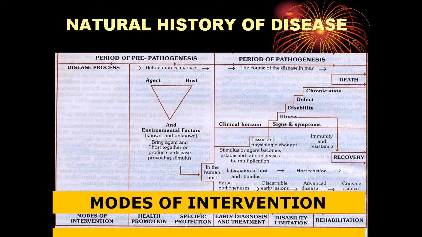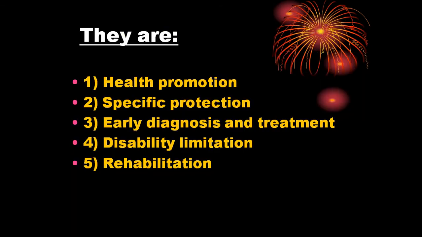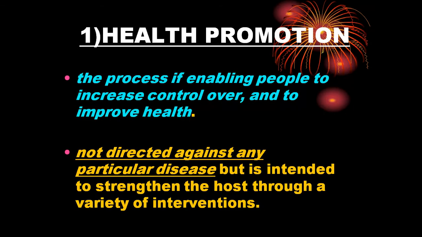One thing you will appreciate is that there is no primordial prevention here. No modes of intervention cater to primordial prevention. So primordial prevention is a later concept which came in the 80s, and therefore it has been included in the levels of prevention. So they are health promotion, specific protection, early diagnosis and treatment, disability limitation, and rehabilitation. Health promotion is the process of enabling people to increase control over and to improve health. It's not if, it's off. The process of enabling people to increase control over and to improve health.